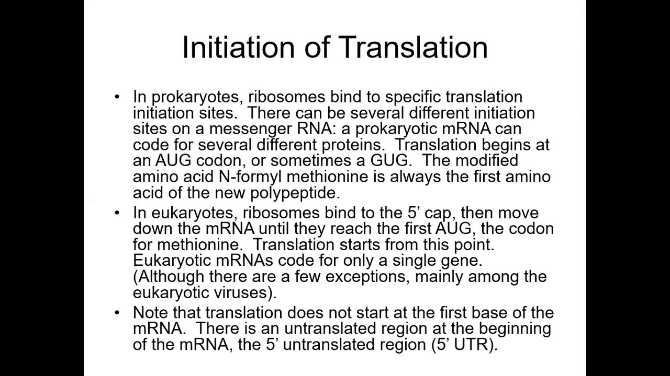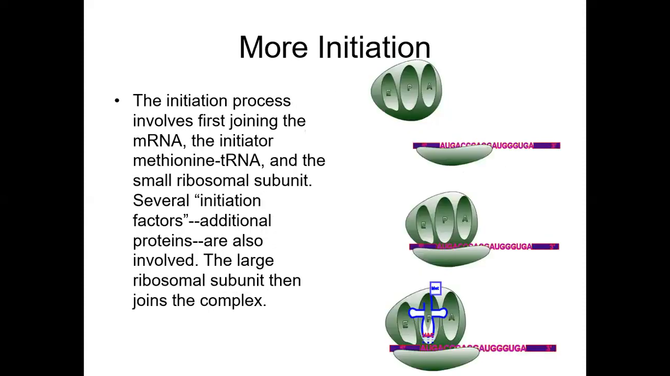Eukaryotic mRNA codes for only a single gene. Note that translation does not start at the first base of the mRNA. There is an untranslated region at the beginning of the mRNA, the 5' untranslated region, or 5' UTR. The initiation process involves the initiator transfer RNA and the small ribosomal subunit. Several initiation factors, additional proteins, are also involved in the formation of the initiation complex for the start of protein synthesis.